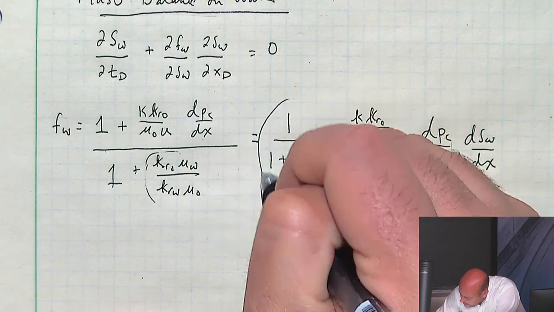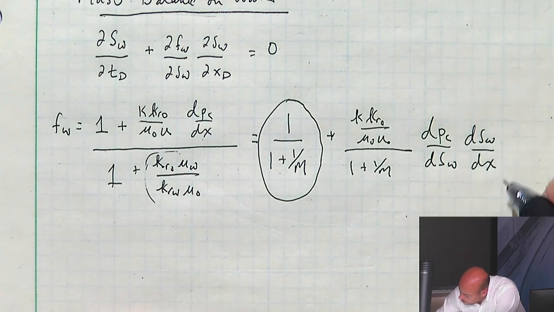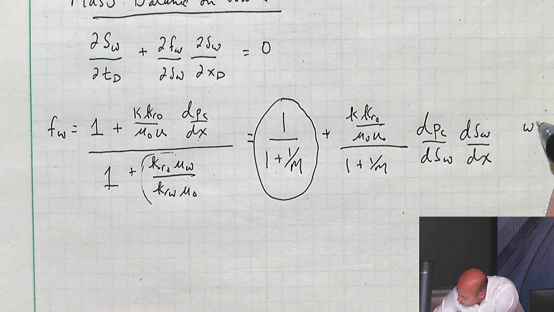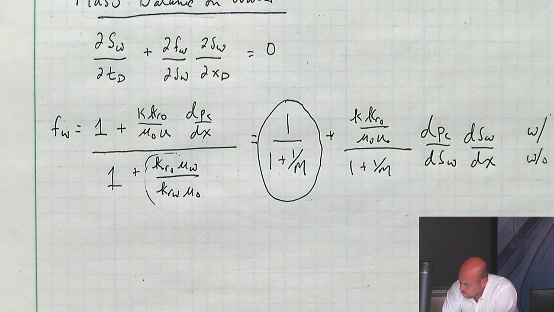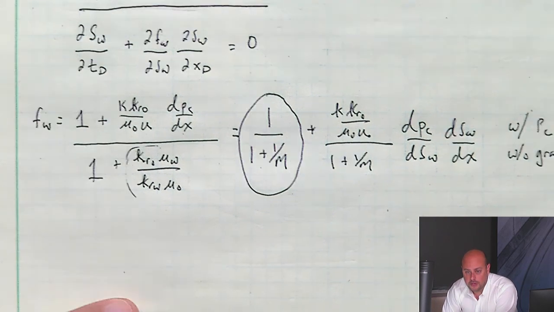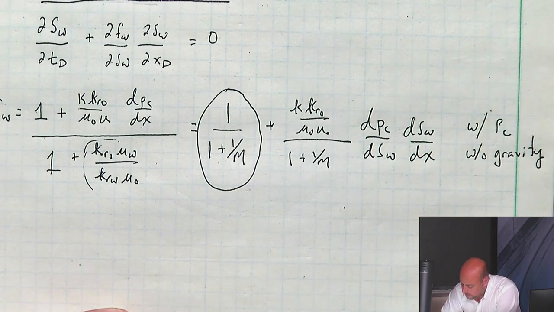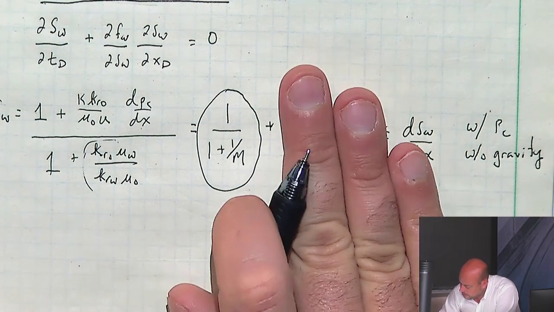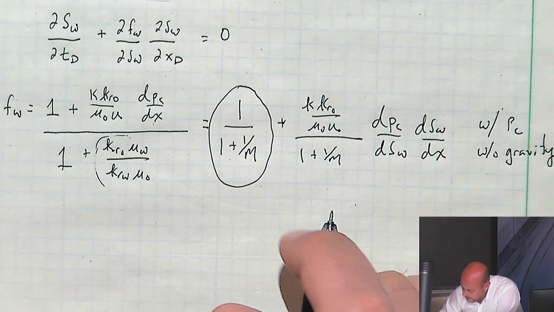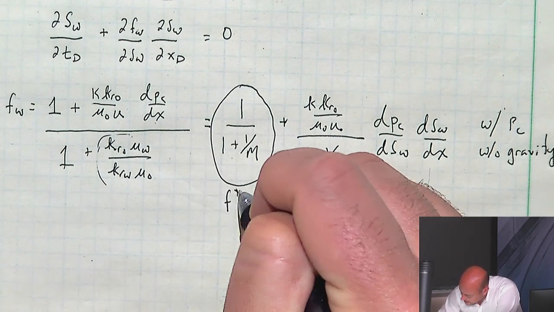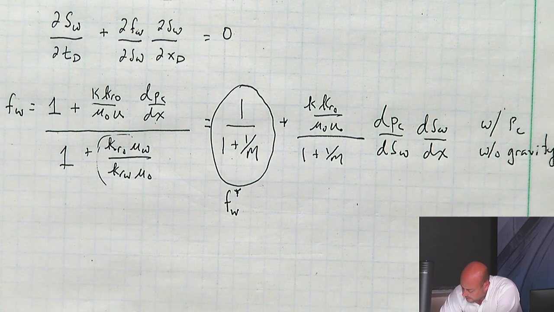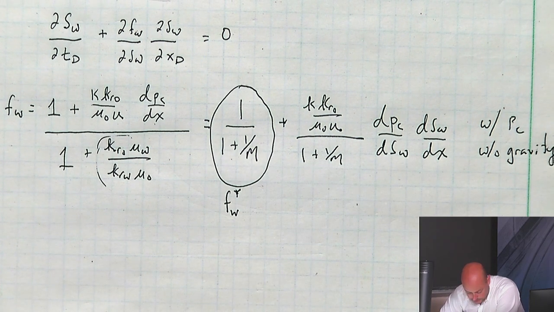Now I'd like to point out that this whole equation is with capillary pressure but without gravity. Again, I could have done it with gravity. Just for simplicity, I left that out because we're focused on capillary pressure right now. But this term I've got circled over here is the fractional flow of water in the absence of any capillary pressure. So in the absence of any capillary pressure, these terms would be gone and you'd be left with that. So I'm going to define this as FW star. It's the fractional flow of water in the absence of capillary pressure.